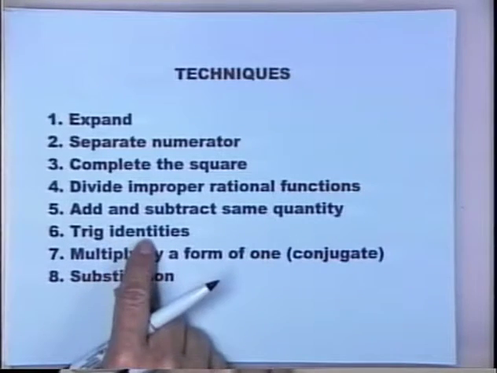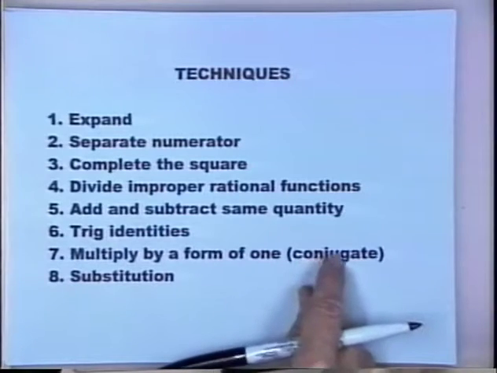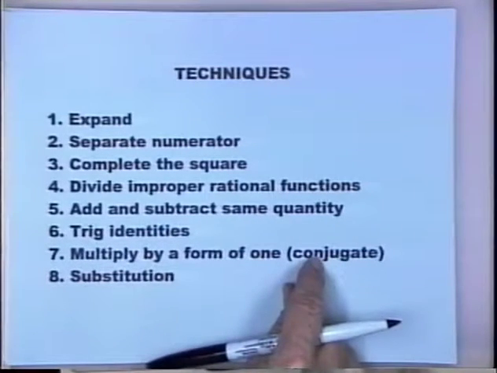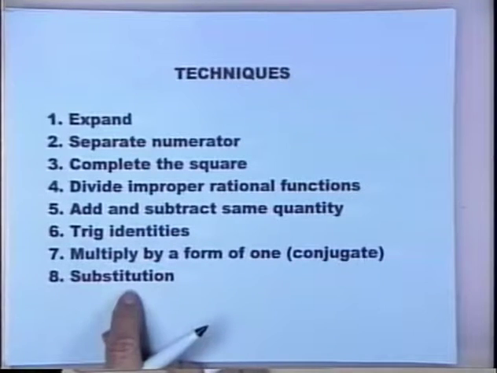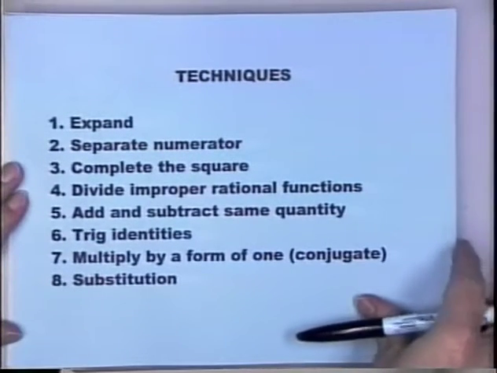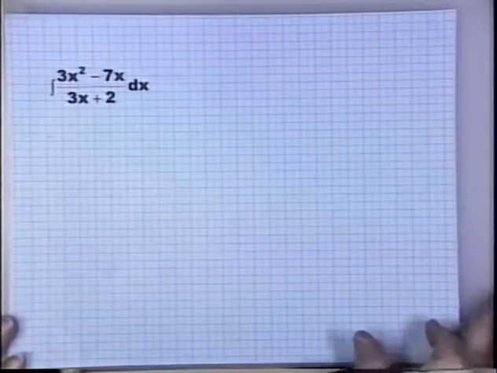We've done that. Multiply by a form of 1, and I've mentioned conjugate here, which I will show you in an example a little bit later. And of course, your substitution. These are things to sort of have in the back of your mind when an integral is not fitting a basic format. What are some of the things that I can do to make it work? Okay? So, in addition to your basic integrals, think about these different techniques.